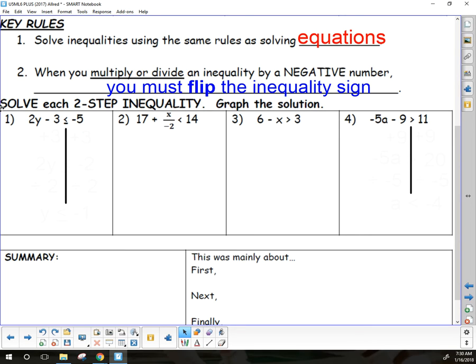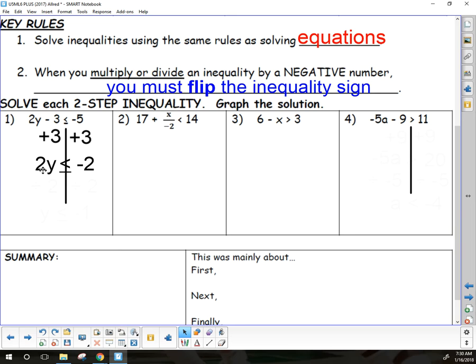Number 1 here says 2y minus 3 is less than or equal to negative 5. Just like before, when we solved equations, we know y was multiplied by 2 first, and then 3 was subtracted from it. So we're going to do the opposite of subtracting 3. We're going to add 3 to both sides. Negative 5 plus 3 is negative 2. The inequality sign is going to stay the same because we have not multiplied or divided by a negative yet. And 2y minus 3 plus 3 is just 2y.